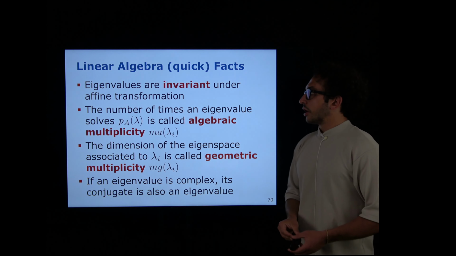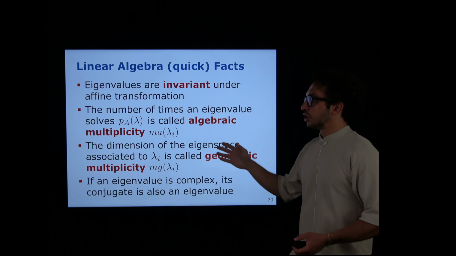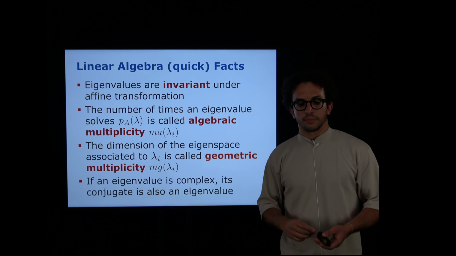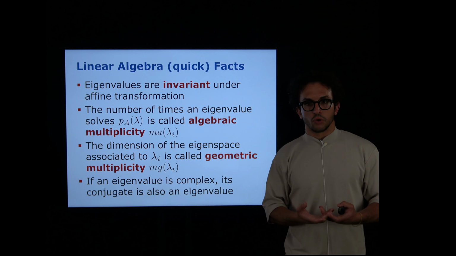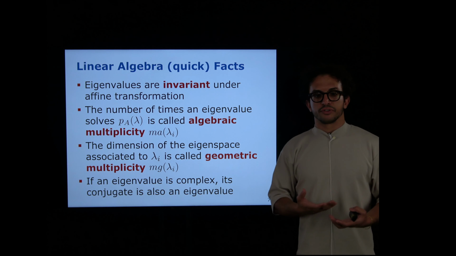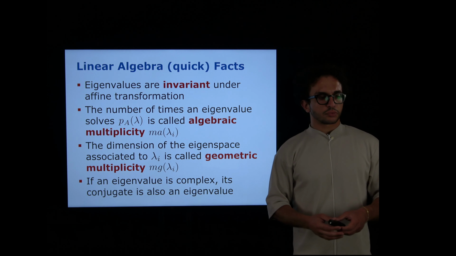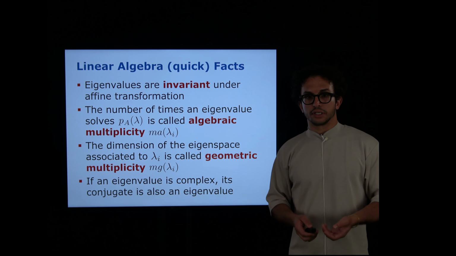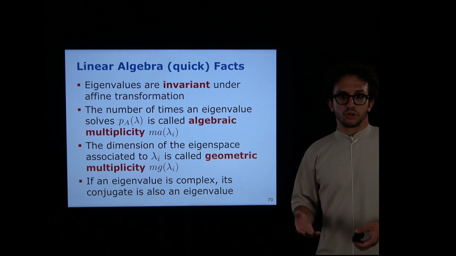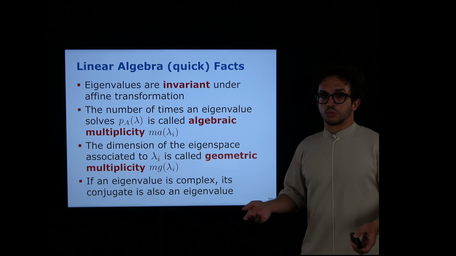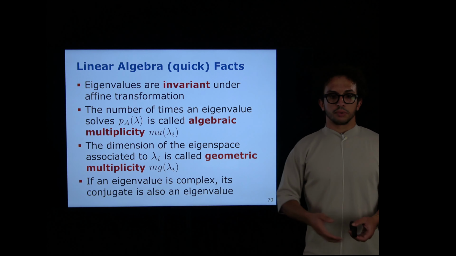Some quick facts of linear algebra: eigenvalues are invariant under affine transformation, and then there are two important properties, which are the algebraic and geometric multiplicity. A number can be an eigenvalue, so it can solve the characteristic polynomial, and the number of times it solves the characteristic polynomial is called algebraic multiplicity. On the other hand, you can compute the eigenvectors associated to this. Their number is not necessarily equal to the number of times this eigenvalue solves the characteristic polynomial. It could be less. This is called geometric multiplicity.